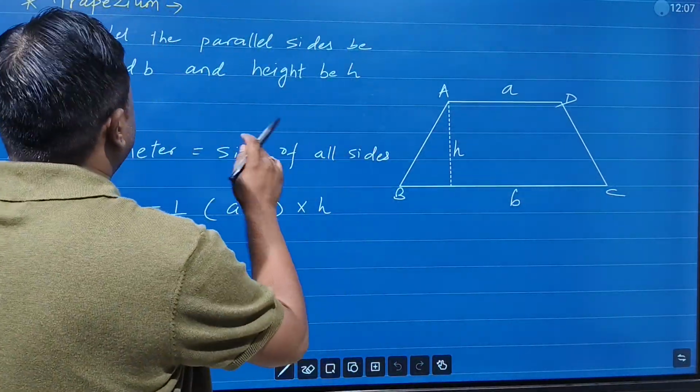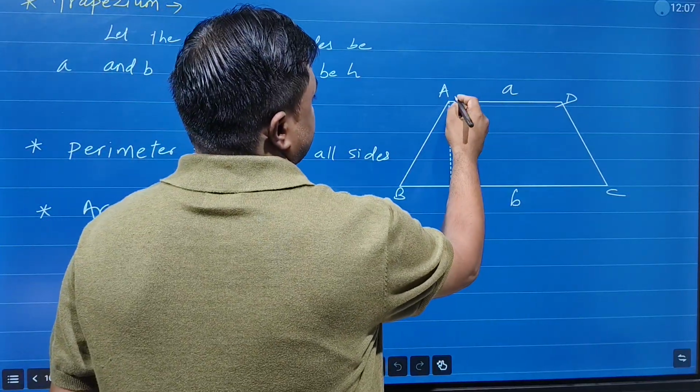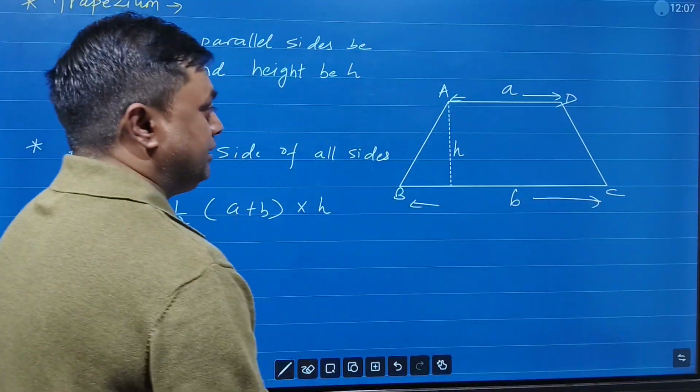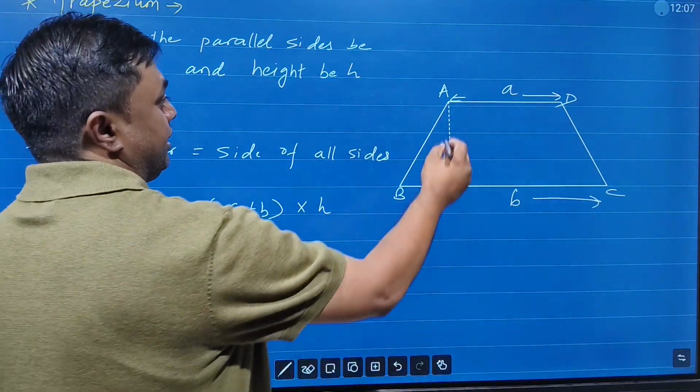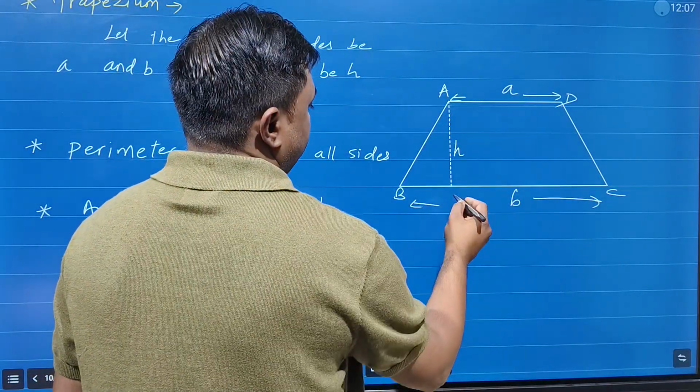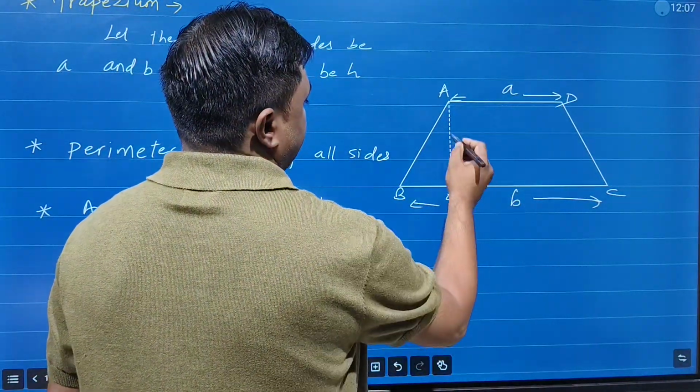So let the parallel sides be, this length, let's say it is a, and this side is b. Is it clear? And the height I have taken from vertex A on the side BC as E. So this is the height.